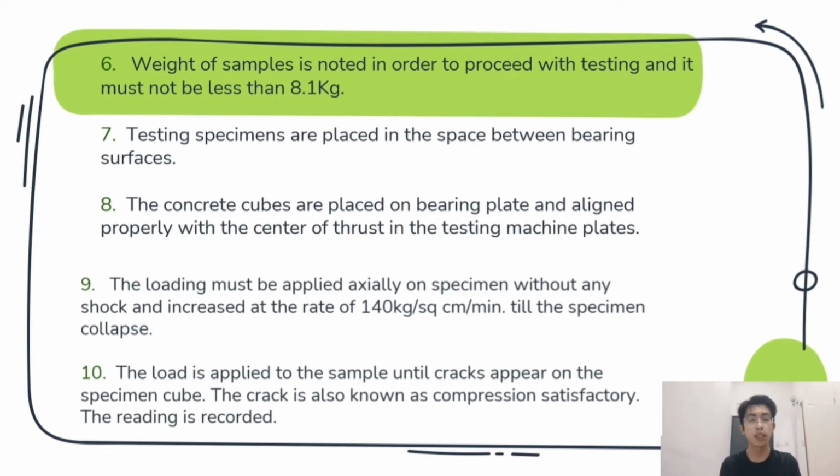Testing specimens are placed in the space between the bearing surfaces. The concrete cube is placed on the bearing plate and aligned properly with the center of thrust in the testing machine plate. The loading must be applied axially on the specimen without any shock and increased at the suggested rate of 140 until the specimen collapses. If the load is applied and the sample is cracked, or we say the specimen has collapsed, the crack is known as the compression failure and the reading is recorded.